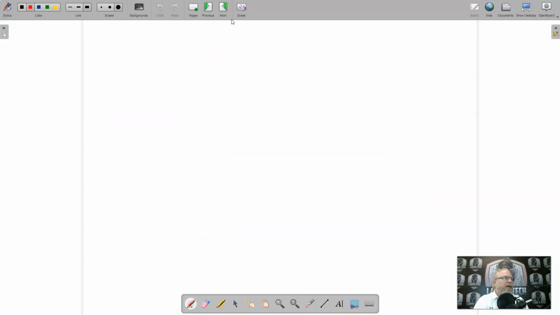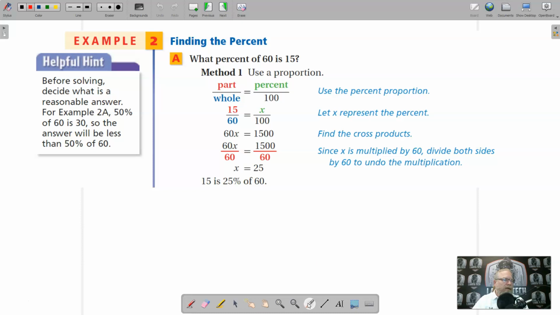Let's go ahead and look at the next page. Here is example 2, finding the percent. So we found the missing part. Now we're going to be looking for the percent. So what percent of 60 is 15? And over here at the helpful hint, let's take a look at that.